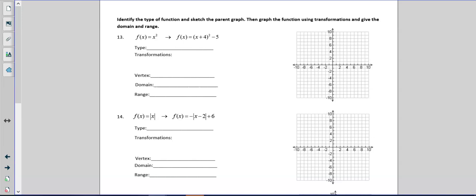All right, identify the type of function and sketch the parent graph. This is important. People lose points on this all the time. Sketch the parent graph. The parent graph is x squared. Put this in your calculator, okay? But it's going to be 0, 0, 1, 1, negative 1, 1, 2, 4, negative 2, 4, 3, 9, and negative 3, 9. Classic parabola. Okay. So this is a quadratic.